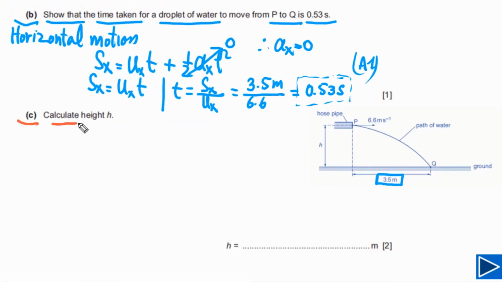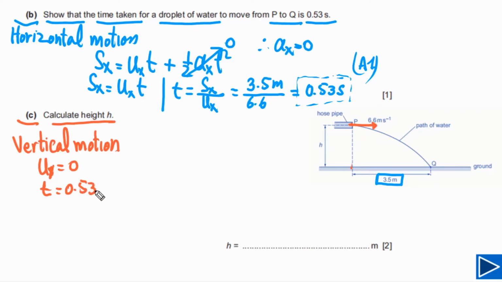For part C, we need to calculate height. It simply means that we need to consider vertical motion now, because height is the vertical displacement. For vertical motion, we need to understand the initial velocity of this object, the water, is only horizontal velocity. So it has no velocity along vertical. So we will say initial vertical velocity, uy, is equal to 0. And the time taken from P to ground, or from P to Q, is the same. So we can simply say time taken is 0.53 seconds.